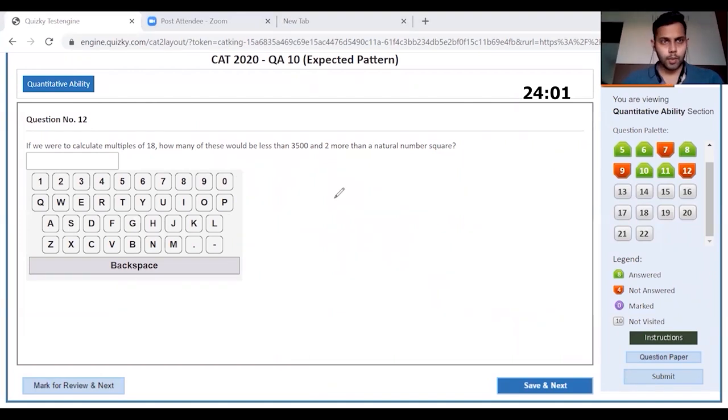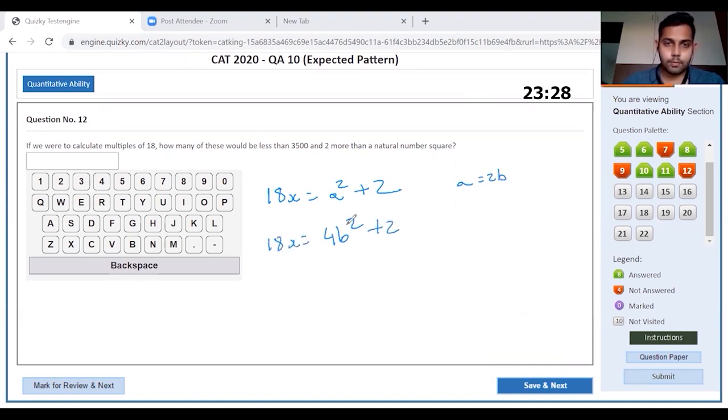If we were to calculate multiples of 18, how many of these would be less than 3,500 and two more than a natural number square? So basically I'm trying to say 18x is equal to a square plus 2. Multiples of 18 are all even, right? So I need to cater to that. So it will be 4b square, assuming a is equal to 2b, plus 2 is equal to 18x. And this should all be less than 3,500.